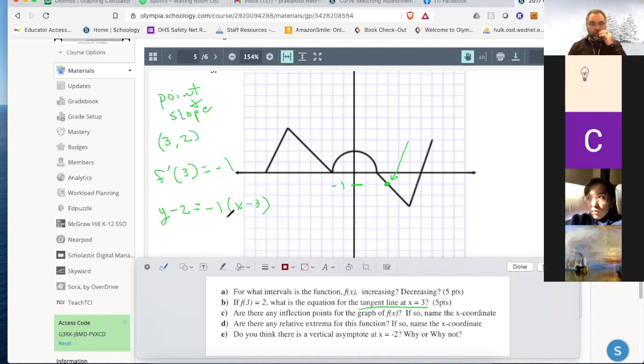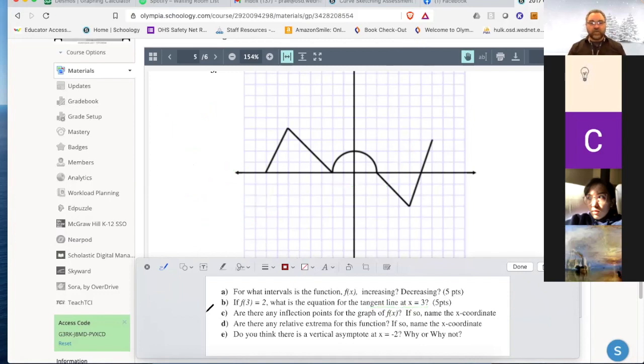If you prefer to put it in slope-intercept form, distribute your -1 and then move the 2 over. That's fine. You'll get -x plus 5. That works too, but the point-slope form is a totally acceptable answer for a linear equation. And that would be the tangent line of the graph. All right, so that's letter B.